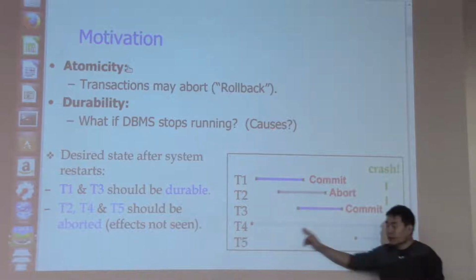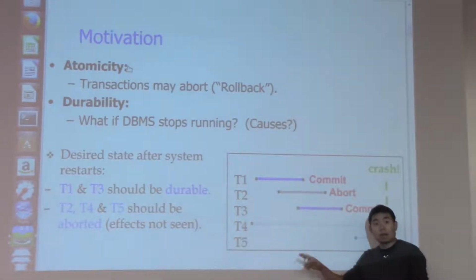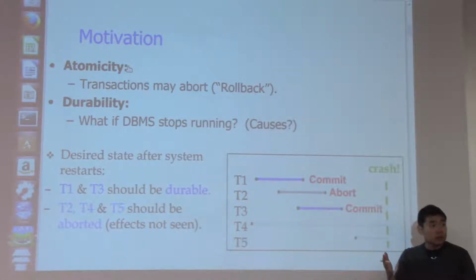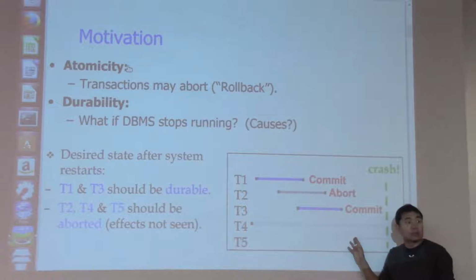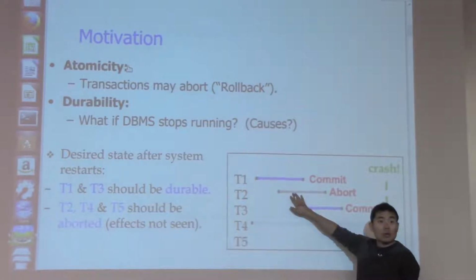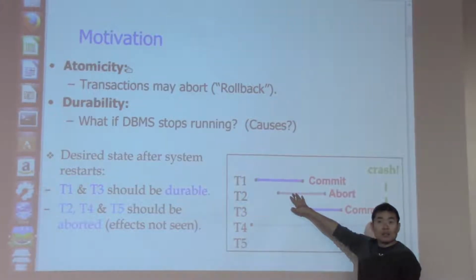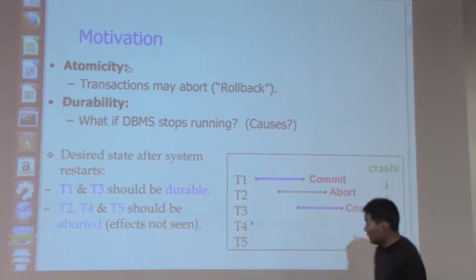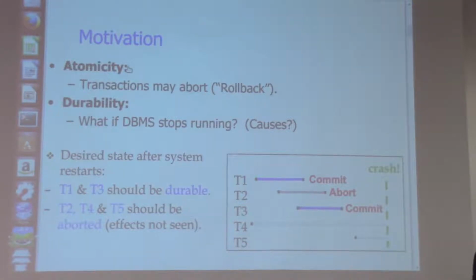Well, you should roll back the changes you have made for T4 and T5. You should roll them back, because all or nothing. Roll them back all the way to the beginning of these transactions respectively. What about T2? Do you have to do anything about this? Some of you say no, some say yes. What about T2? Do we need to do anything about it?